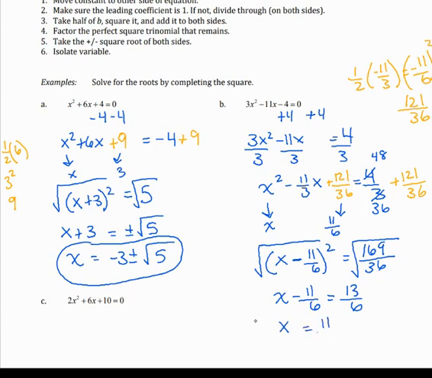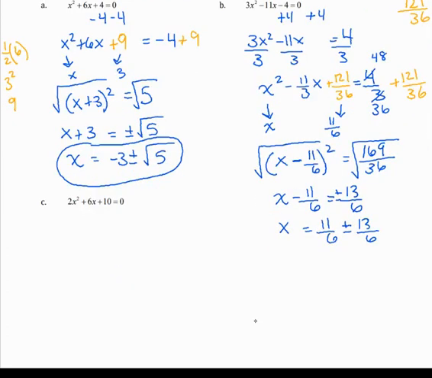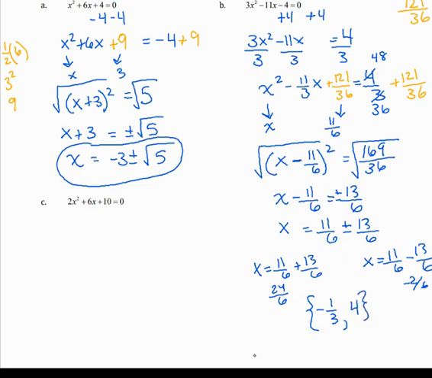Now we will add 11/6 to both sides, and I apologize, plus or minus, of course. Plus or minus 13/6, and then we clean those up. So one solution is 11/6 plus 13 over 6, and one solution is 11/6 minus 13 over 6. From least to greatest, that's going to give me two solutions. 11 minus 13/6 is negative 2/6, which is negative 1/3. And our other solution is 24/6, which is 4. And there are my two solutions.